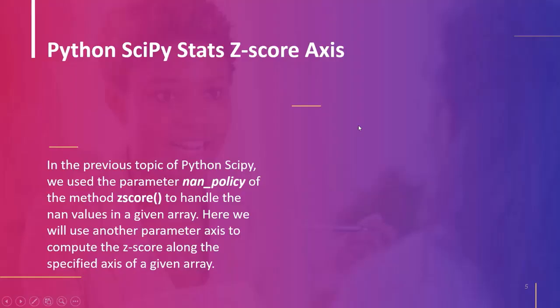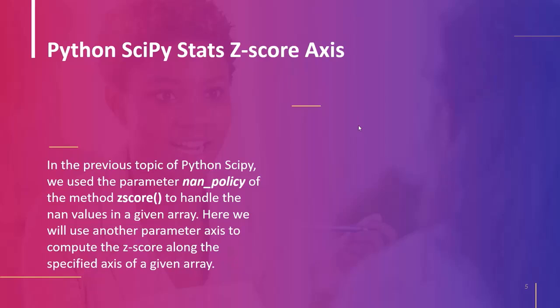The next topic is Python SciPy stats z-score axis. In the previous Python SciPy topic, we used the none policy option of the z-score method to manage the none values in an array. Here we will compute the z-score along the chosen axis of a given array using a different parameter, axis. The parameter axis accepts two values, 0 and 1, which represent the different axes of the given array. By default, the method computes the z-score along axis 0.